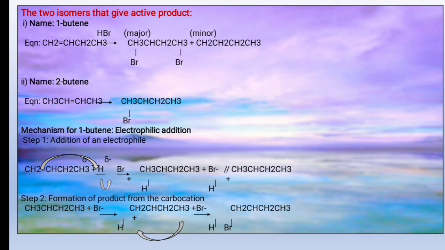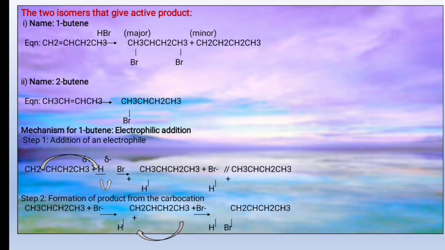For the mechanism, for 1-butene it is electrophilic addition. Step 1, addition of an electrophile. When the polar hydrogen bromide approaches 1-butene, the pi electron of the double bond will attack the positively charged hydrogen ion H+, and the bond will be polarized. Then, the hydrogen will make a bond with the carbon that is attached to the most hydrogens, which follows Markovnikov's rule, and cause the other carbon to form a carbocation. This process also causes a nucleophile to form.